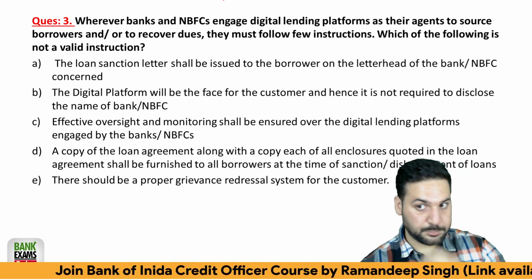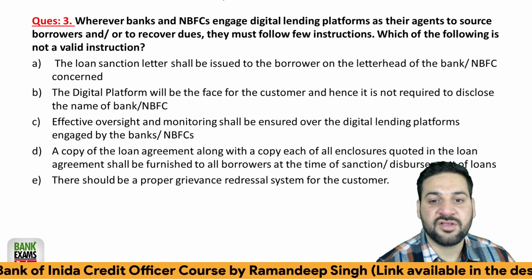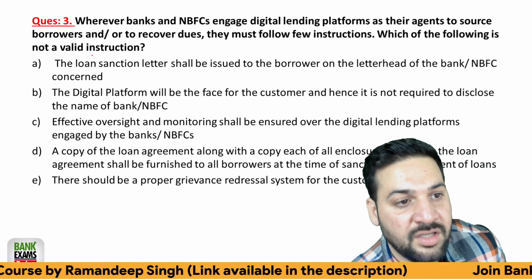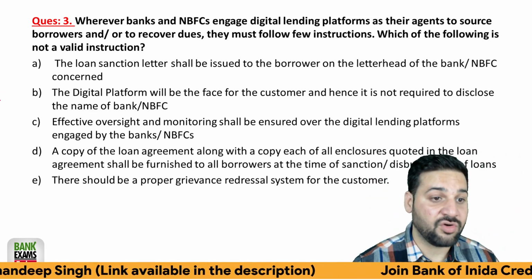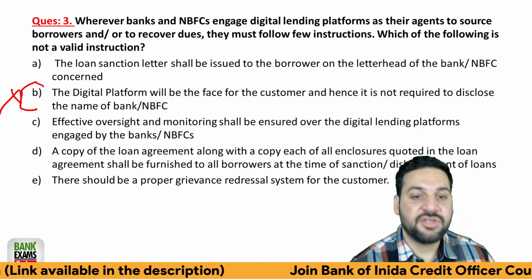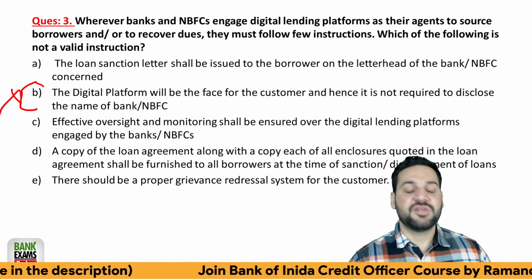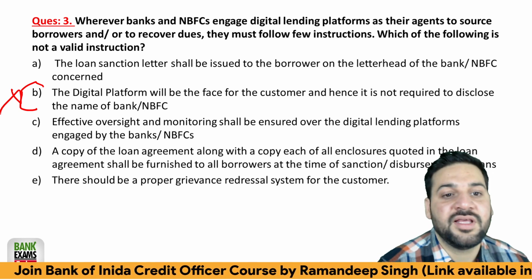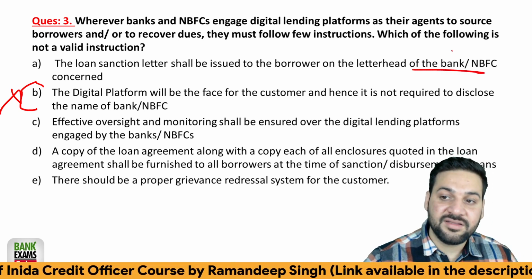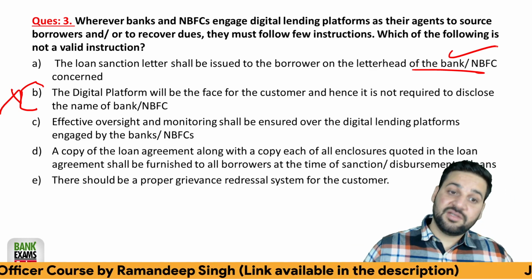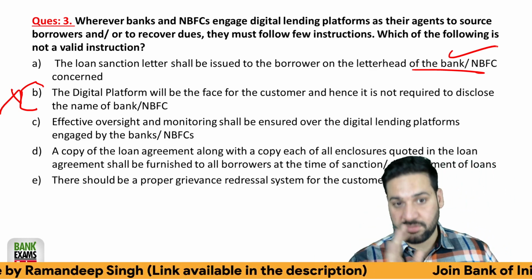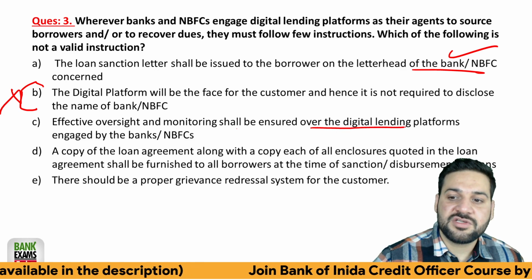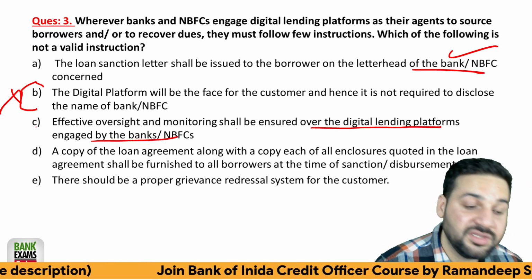So the statement that the digital lending platform will be the face for the customer, and hence it is not required to mention the name of the bank, is wrong. That is the biggest problem. The digital lending platform is not the face for the customer. It needs to disclose that this loan is provided by HDFC or whichever bank, right? So a loan sanction letter shall be issued to the borrower on the letterhead of the bank. That is correct. It should be disclosed on the letterhead of the bank, or even on the website of the digital lending platform. Effective oversight and monitoring shall be ensured over the digital lending platform engaged by the bank and NBFC. They need to ensure it.